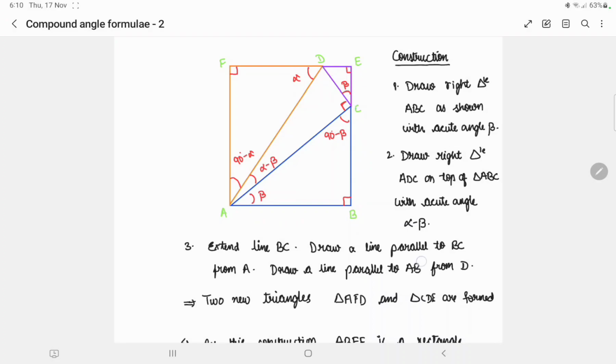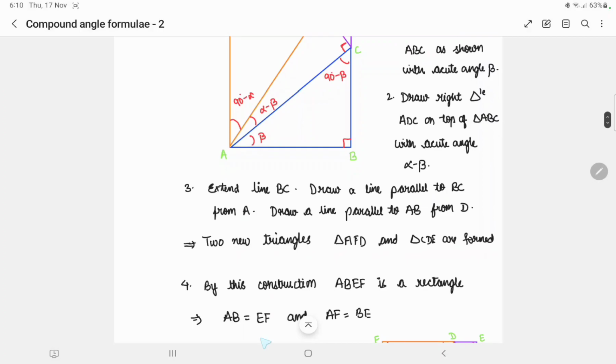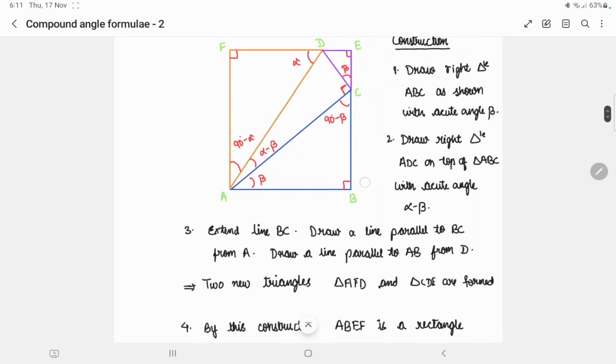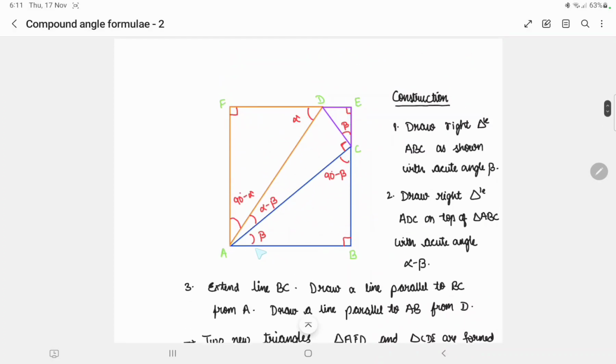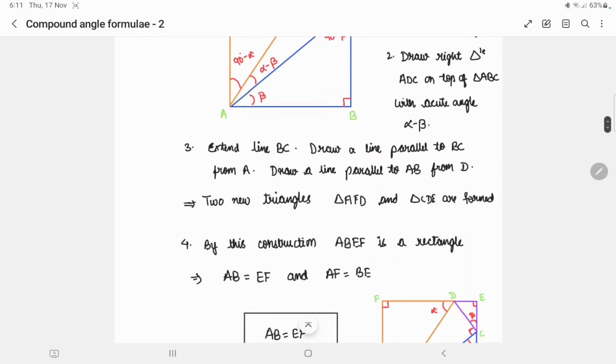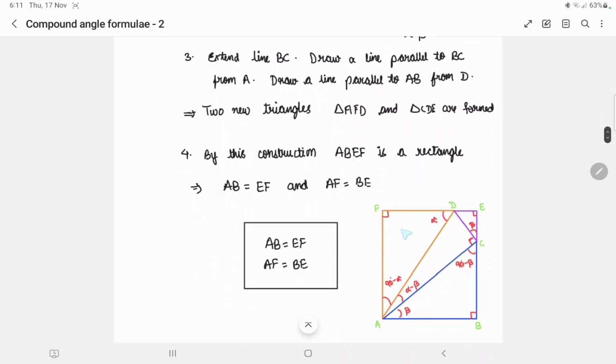If this is a rectangle, then by construction we have AB equals EF, and similarly AF equals BE. That's what we have: AB equals EF and AF equals BE. This is very important for our proof to continue.